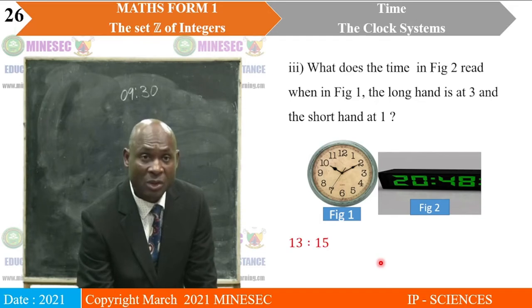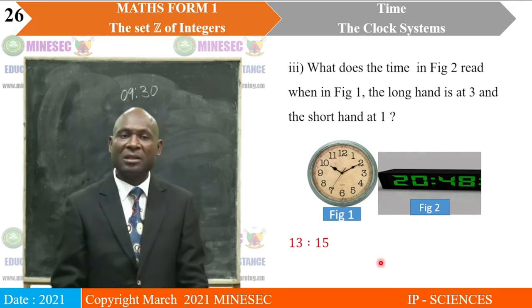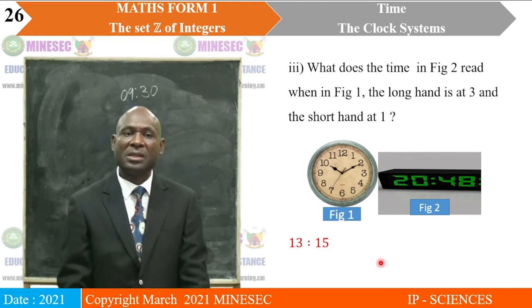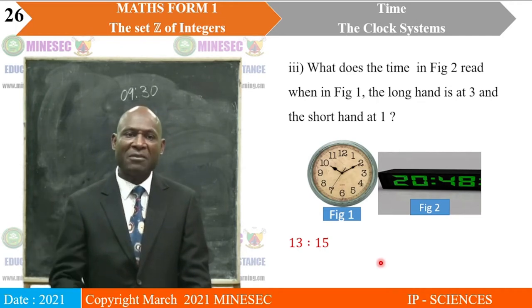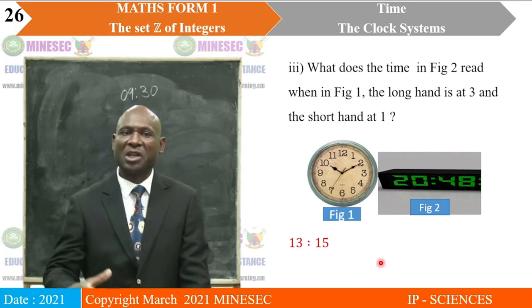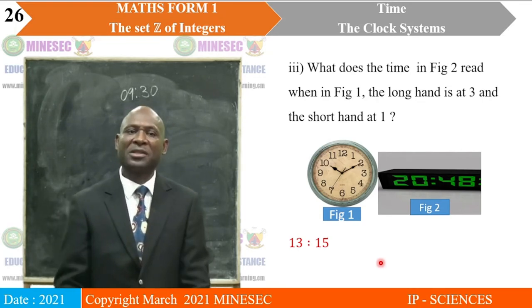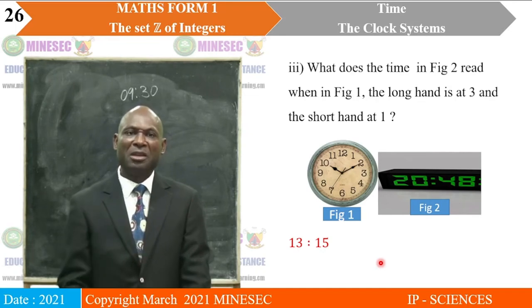And this could be written in a digital clock, since it operates with 24 hours, meaning that after 12 hours, the counting continues to 13 hours, 14 hours, 15 hours. So the time is 13:15, when in figure one the long hand is at 3 and the short hand is at 1.